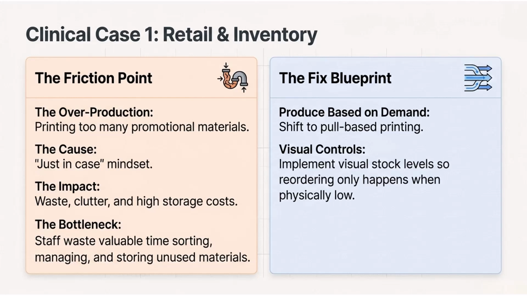Now, the fix blueprint for this could be to create some demand processes around this. You could have a pull-based printing process that only prints what you need for that particular amount of promotion material. And you can implement some visual controls where it looks at visual stock levels, so reordering only happens when something is physically low. So you can see there's two things here. There's introducing a different way that you handle the demand. And then secondly, you're looking at what you can put in place as far as visual management that helps you understand when things need to be reordered.